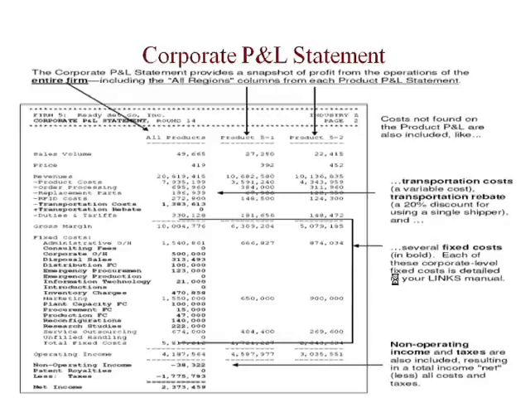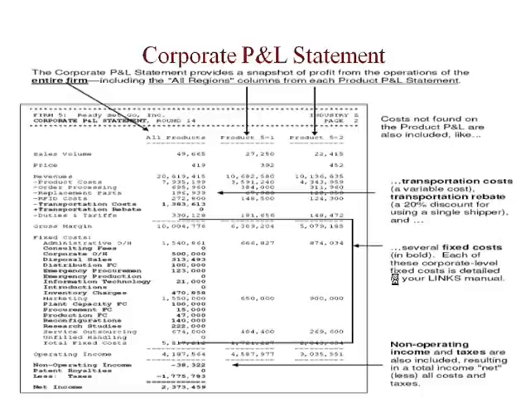Now, coming to corporate profit and loss statements. This is a snapshot of profit from the operations of the entire firm. So in some sense, it captures the aggregate results that you had in product level profit and loss statements, which is under the all regions column. But it also has some additional information that you would not find in product profit and loss statements. Because, for example, there are some costs that might be company-wide, so you wouldn't see them at the product level, but rather in the corporate profit and loss statements.